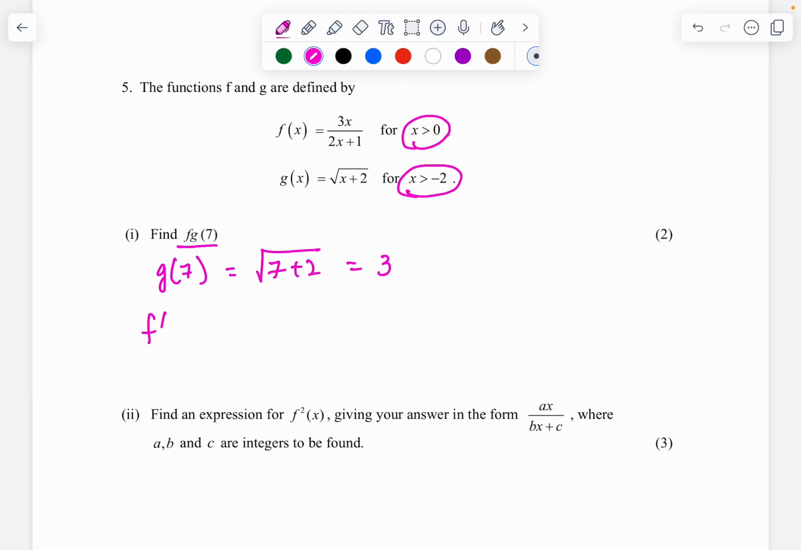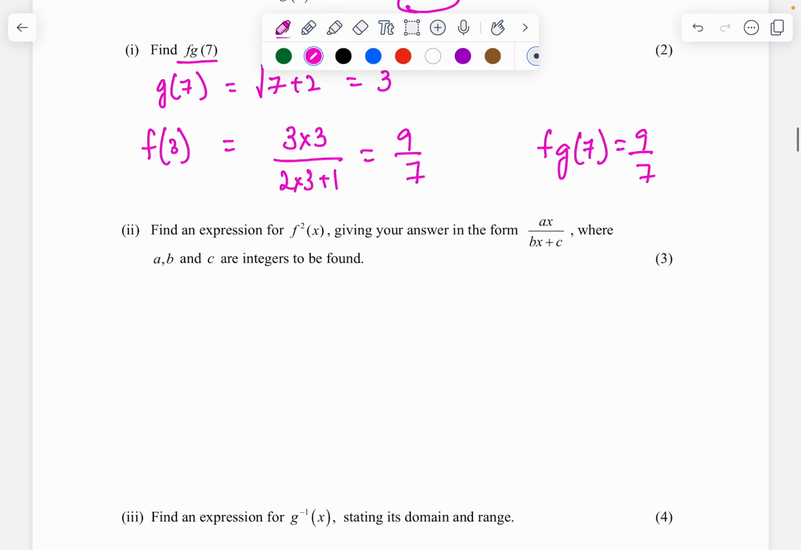Then I will put it in the f. So f of 3 is going to be 3 times 3 over 2 times 3 plus 1. So this gives me 9 over 7. So f of g of 7 is 9 over 7. Then find an expression for f squared of x. So firstly, what is f squared of x? F squared of x is nothing but f of f of x. Giving your answer in this form.